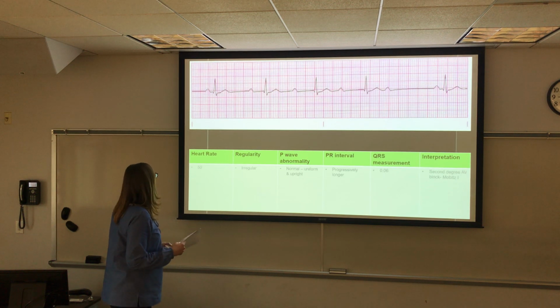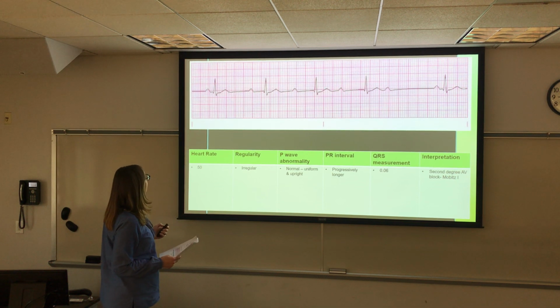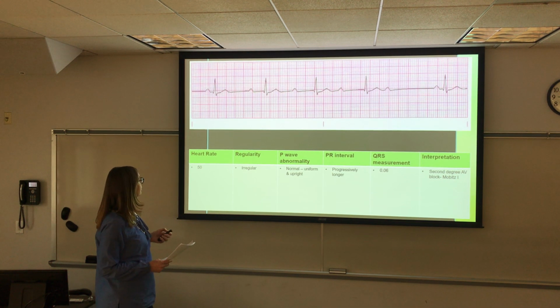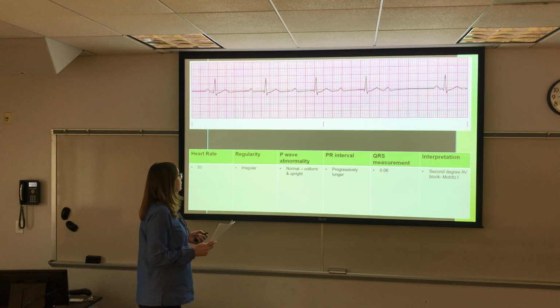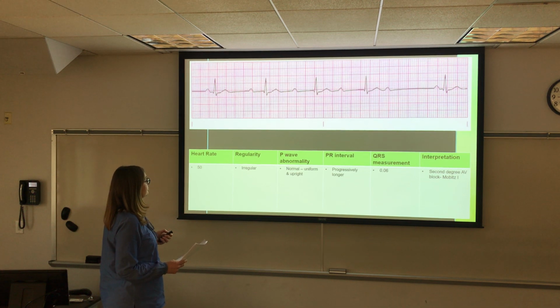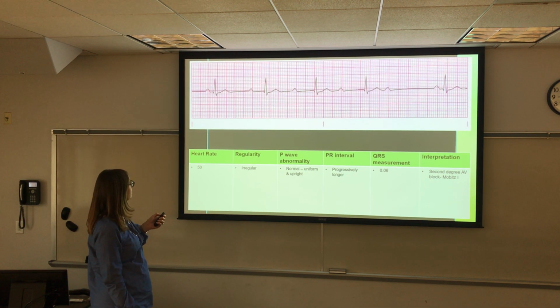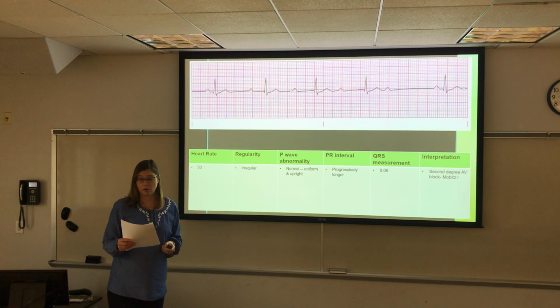Looking at the R waves, we see the rate is 50. The rhythm is irregular, see over here. The P waves are all uniform and upright, but the PR interval gets progressively longer, as you can see. The QRS measurement is 0.06, and so we have a second degree AV block, Mobitz 1, or Wenckebach block, because of the progressively longer PR intervals.